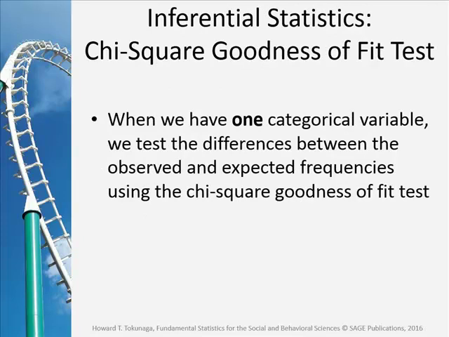So doing this is known as a goodness of fit test when you have a single variable. And all we're doing is testing the difference between observed and expected. So a null hypothesis would look something like this: this quality is evenly distributed. And the alternative hypothesis would be that this quality is not evenly distributed.